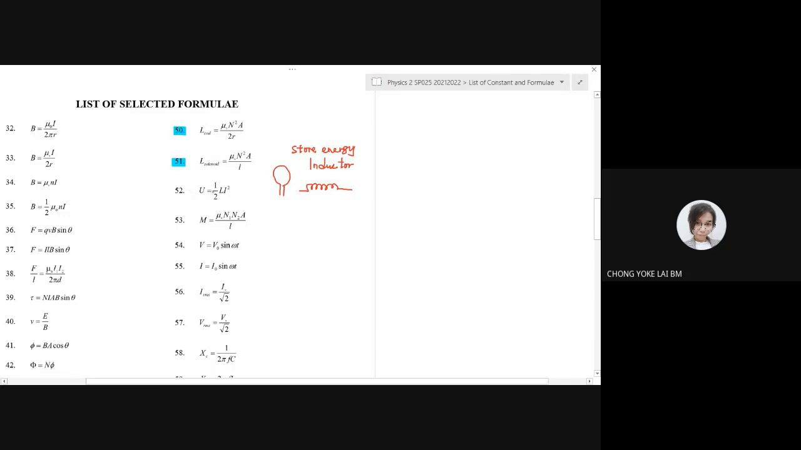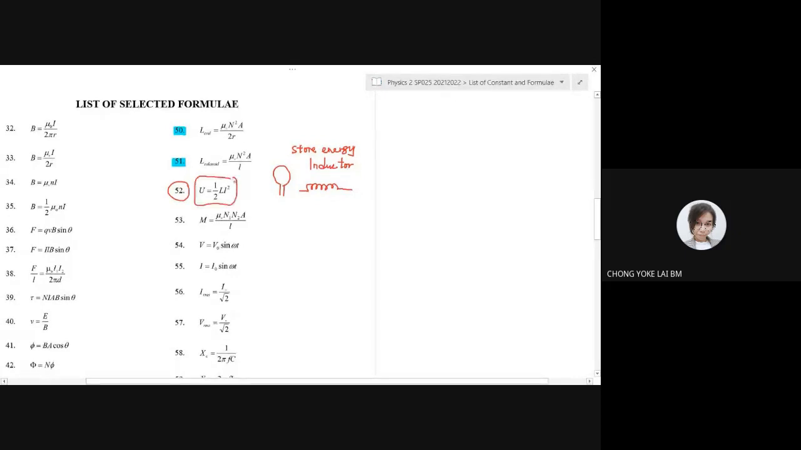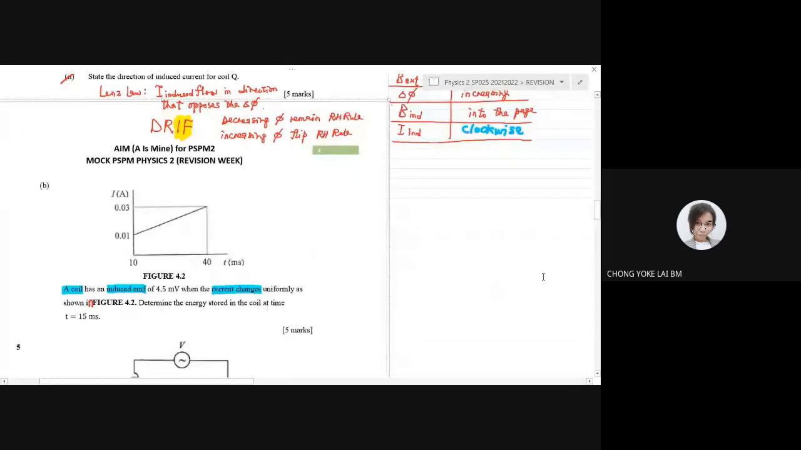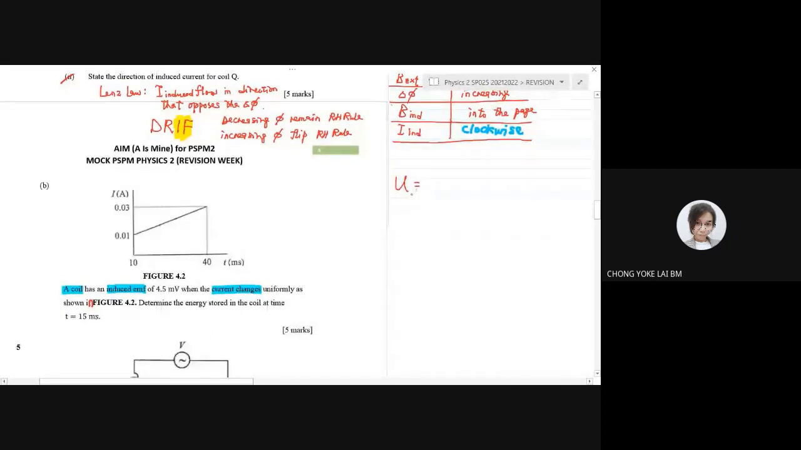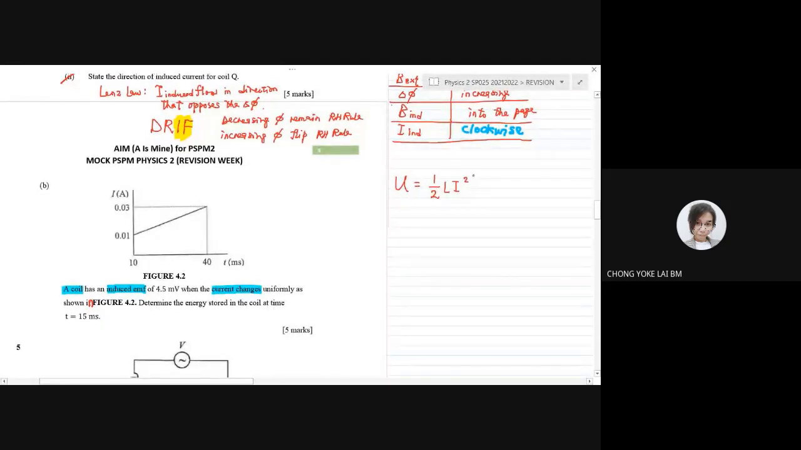Whereby the energy stored by the inductor is given by half Li squared. So kita dah kenal pasti. So saya nak cari energy stored when the current at time 15 millisecond. So saya tahu saya mesti guna equation ni. So ada satu equation saja. So tulis dulu equation yang you akan gunakan untuk selesaikan soalan tu. So the energy store will be half Li squared. Dan baru you buat penilaian. Tahu tak nilai L? Tahu tak nilai I?